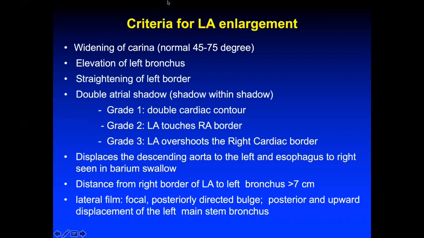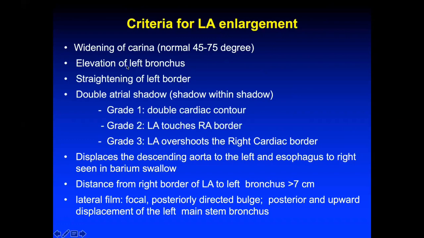Then the second, and the most important, is the criteria for left atrial enlargement, and this is what is commonly asked in exams, be it your postgraduate or even specialty exams. So what are the criteria for left atrial enlargement? The first foremost criteria is widening of the carina. The carinal angle normally is 45 to 75 degrees. If it appears more than that, then this first criteria is fulfilled: widening of the carinal angle.